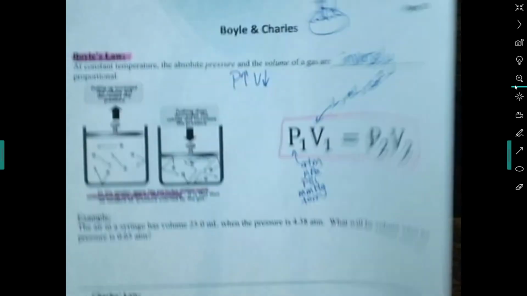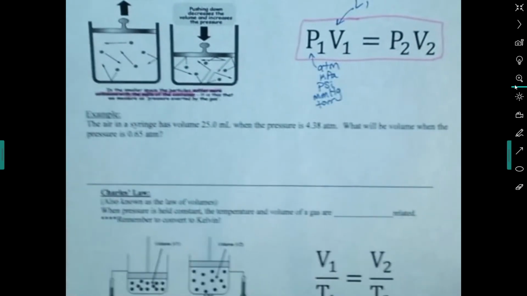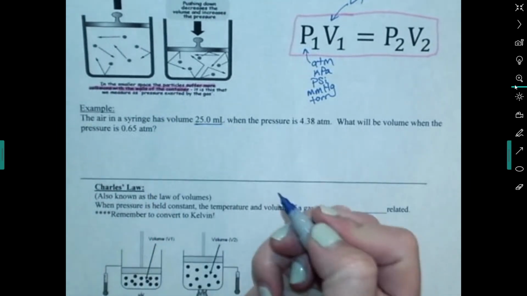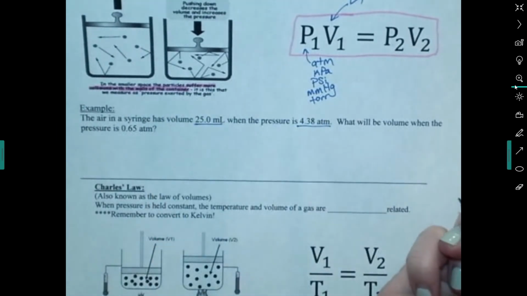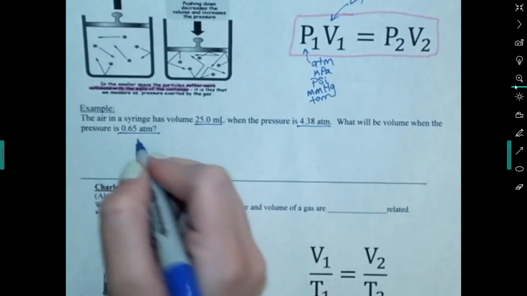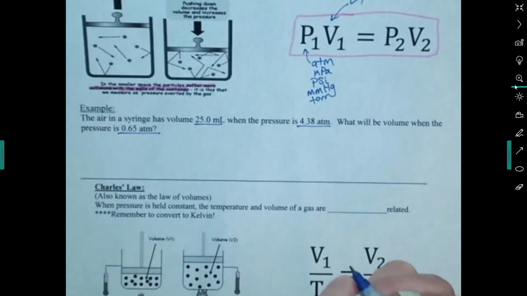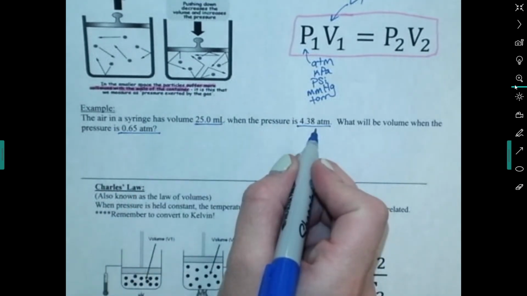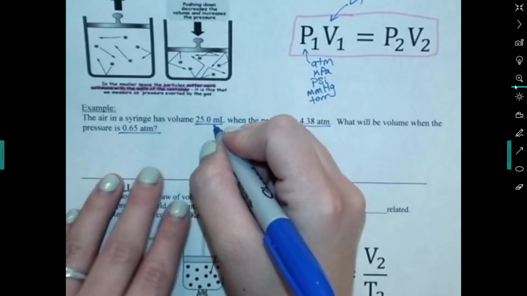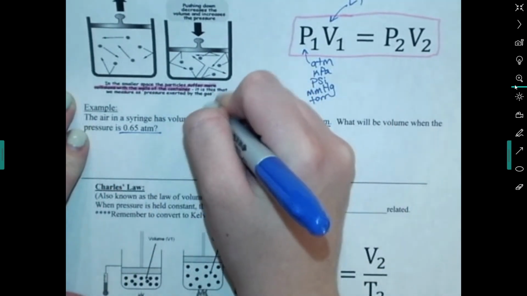Okay, let's look at an example. It says the air in a syringe has a volume of 25 milliliters when the pressure is 4.38 atmospheres. What will be the volume when the pressure is 0.65 atmospheres? It gives you a volume and a pressure, then another pressure. This is our first volume, so this would be our V1.